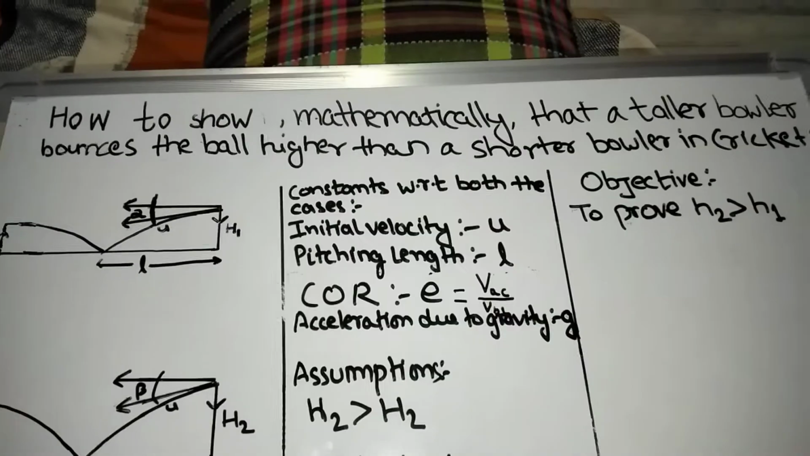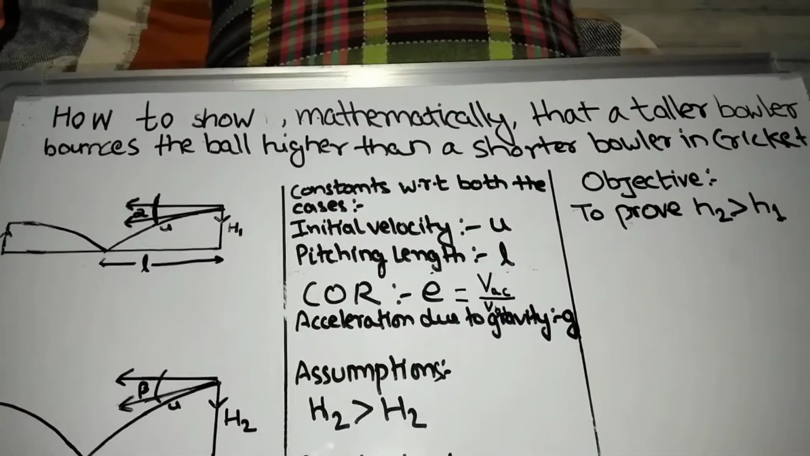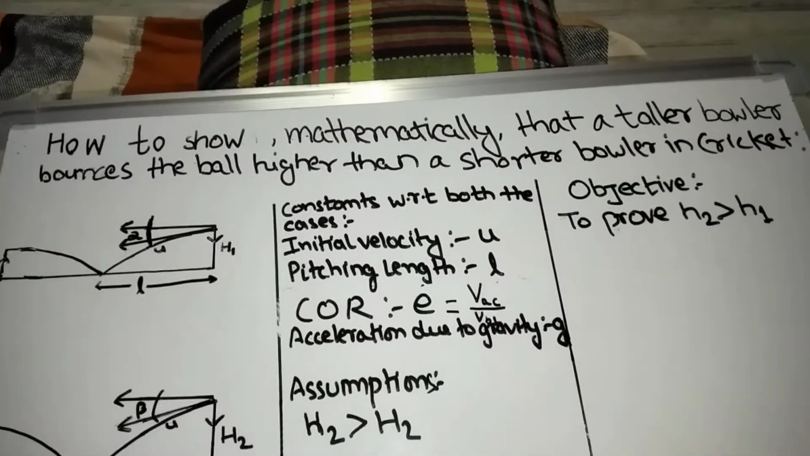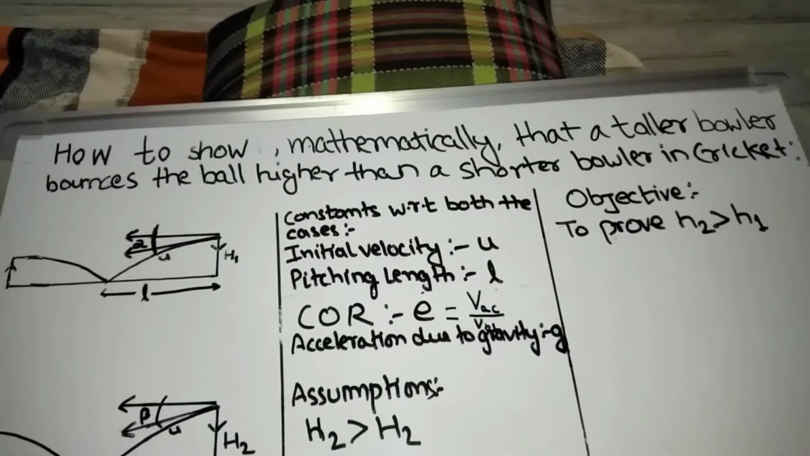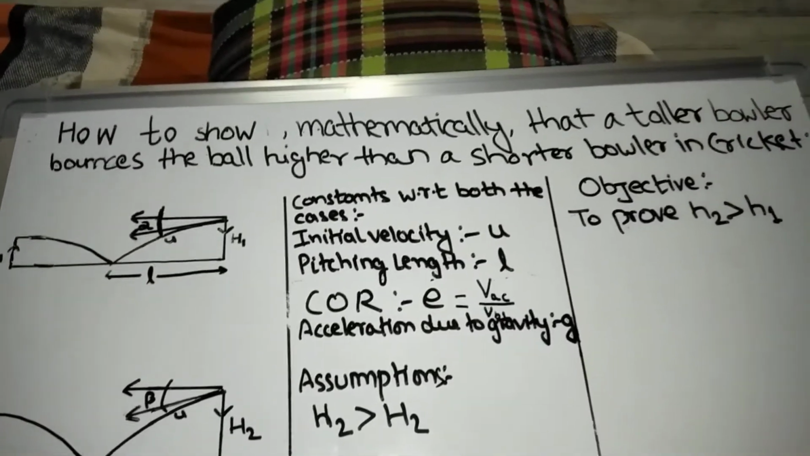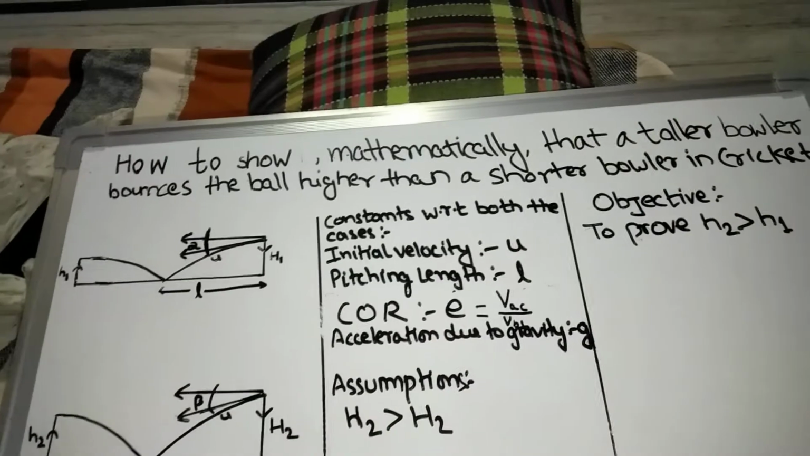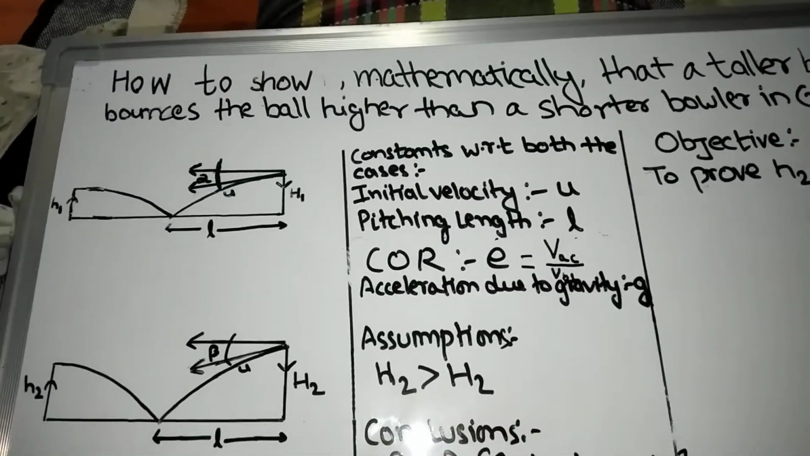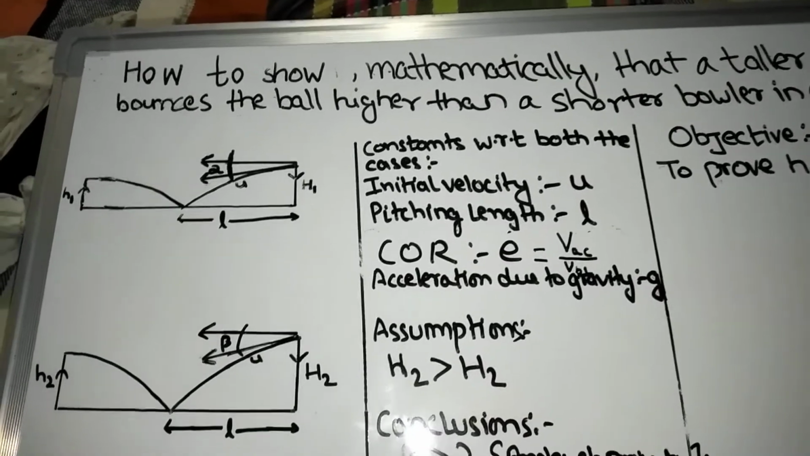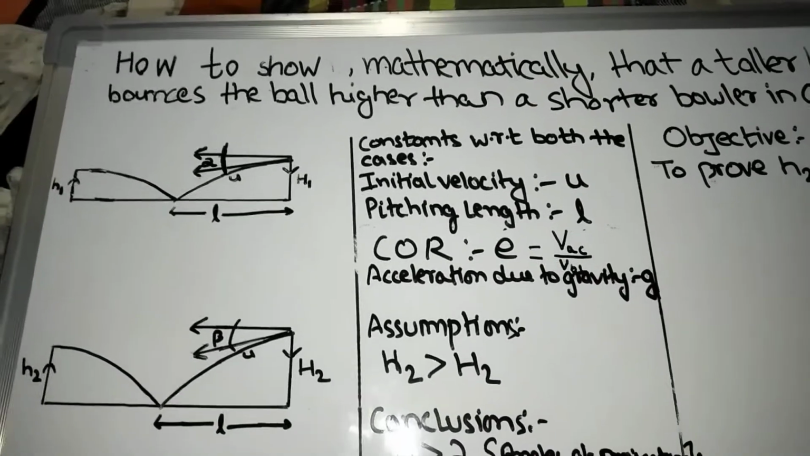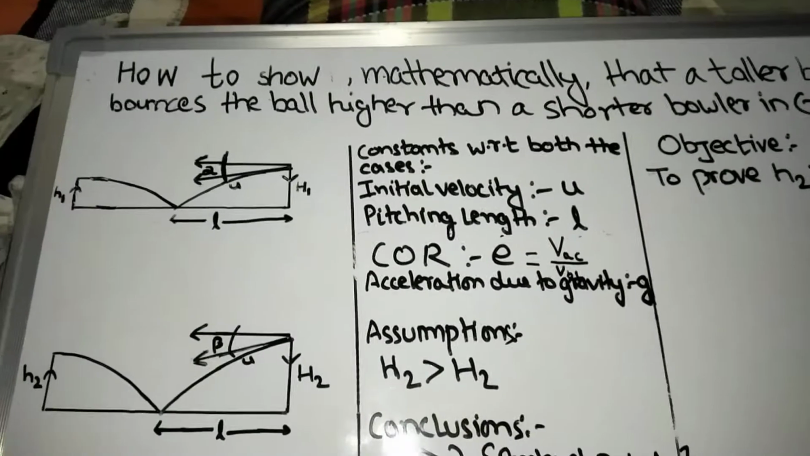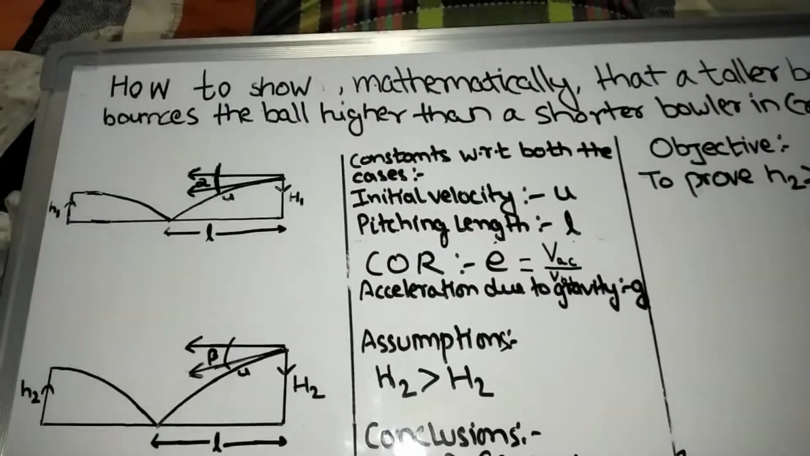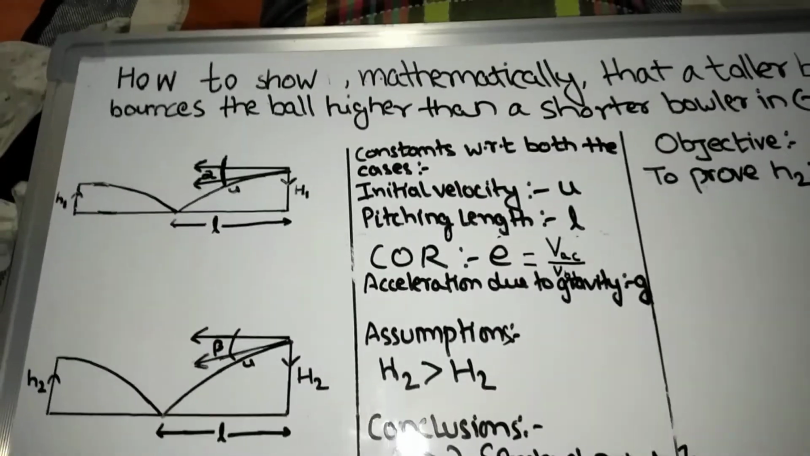Today in this video, I'm gonna show how to prove mathematically that a taller bowler bounces the ball higher than a shorter bowler in cricket. Now we all know that when it comes to bowling, a taller bowler always has this advantage of getting those extra inches at the batsman end. In this video, we are going to see how we can prove it mathematically.